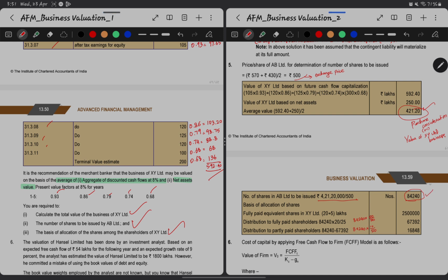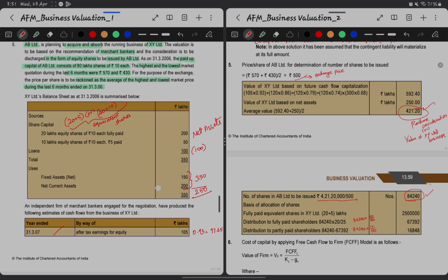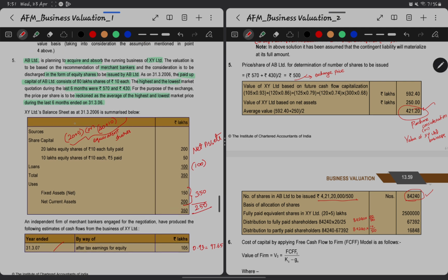Now what is the basis of allocation of shares among the shareholders of XY Limited, and why is it relevant for this question? If we notice XY Limited's balance sheet, two classes of equity shares are issued. One is 20 lakh equity shares of 10 each fully paid. Then 10 lakh equity shares of 10 each, of which only 5 rupees is paid up. So these are partly paid up shares, and the balance 5 rupees is not called.